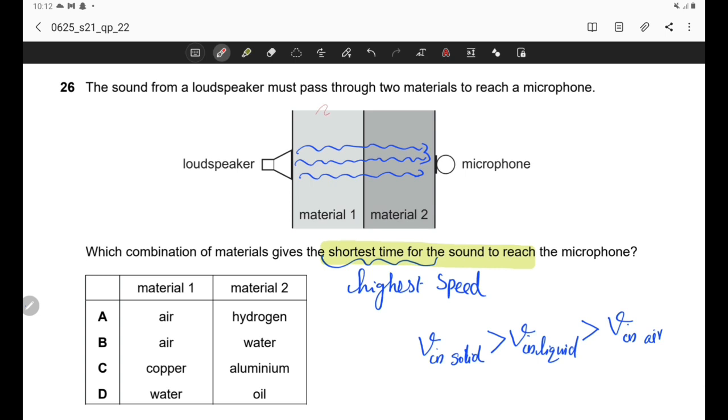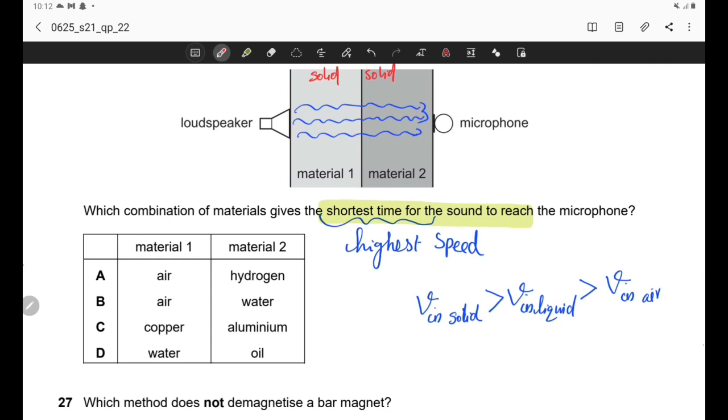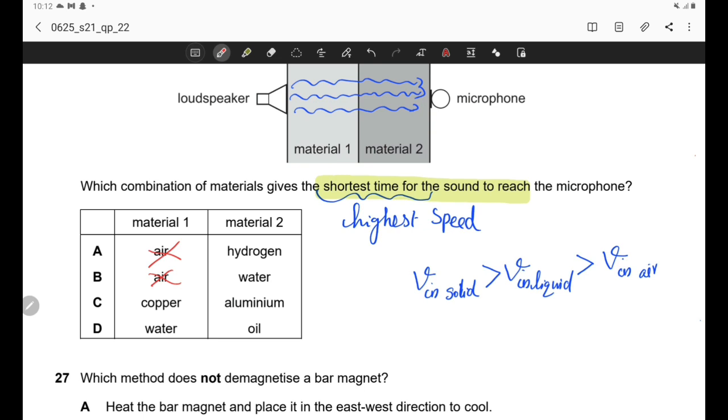So if material 1 and material 2 both are solids, then the sound will take the shortest time to reach the microphone. So we can look at the options. In option A, material 1 is air, then material 2 is hydrogen. We have already seen the speed is very less in air, so this won't be the possible answer. Option B also contains air. So in air the speed is less, or the sound wave travels slower.